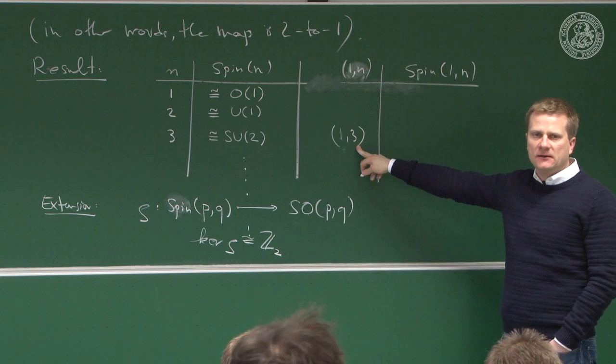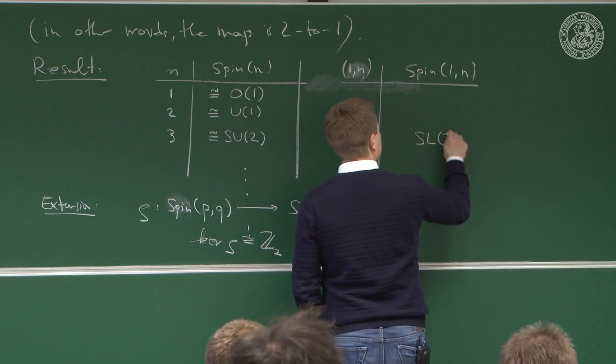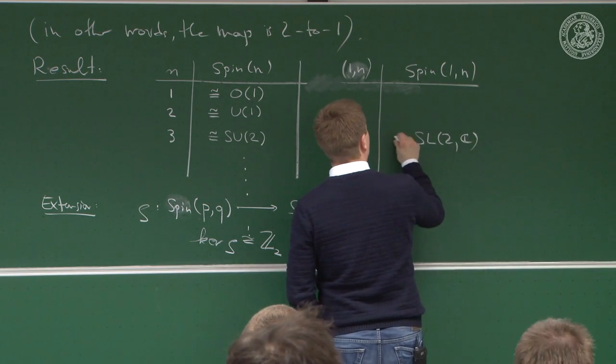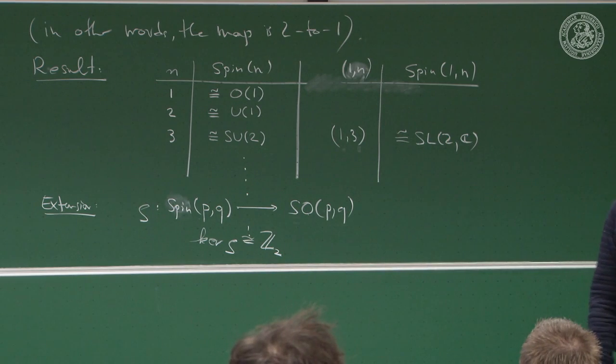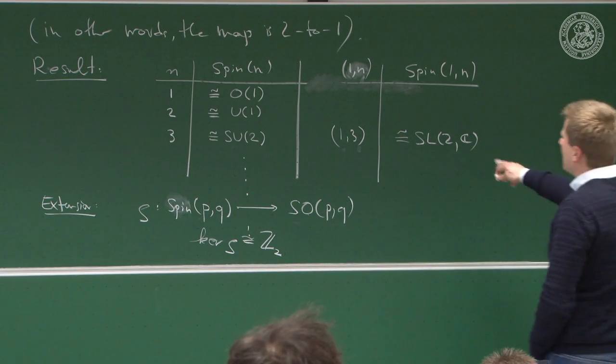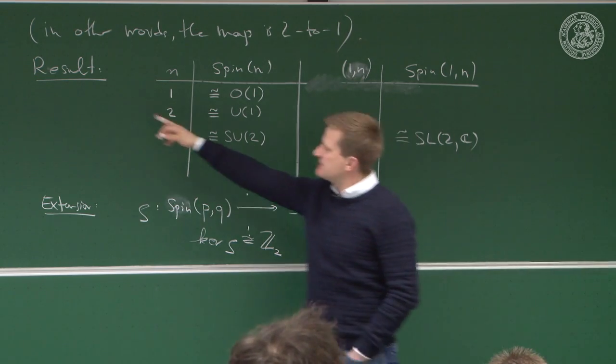So the question is, what do we find for spin(1,3)? What are the spinors in 4-dimensional space-time? And it turns out it's SL2,C. Well, it's isomorphic to it. So we can just take SL2,C. You can't see this. We look at this, okay? So this needs to be proven. That's why I said result.